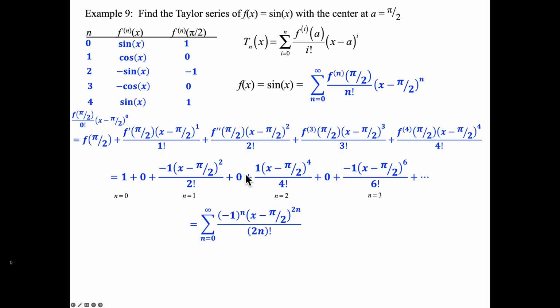That works for my other powers and my factorials. So there is my Taylor series for sine of x, centered at pi over 2. And that wraps up 9.10.